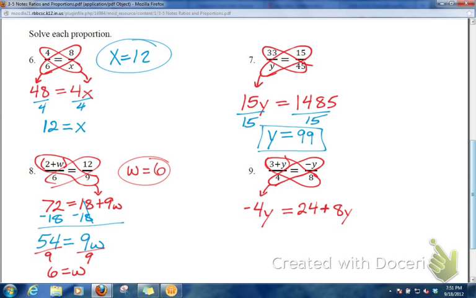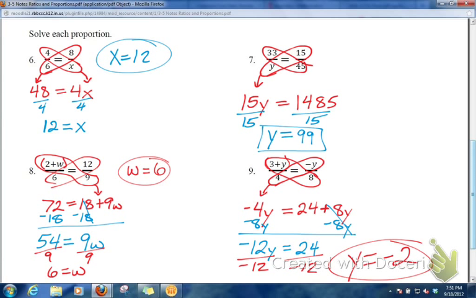Again, I have a multiple step equation here that needs solved. You have variables on both sides, so the first thing I'm going to want to do is get my variables together. I'm going to do that by subtracting 8y on both sides. 4y minus 8y is negative 12y. So now I have negative 12y equals 24. And my last step here will be to divide both sides by negative 12, giving me a final answer of y is equal to negative 2. So that is how proportions are solved.